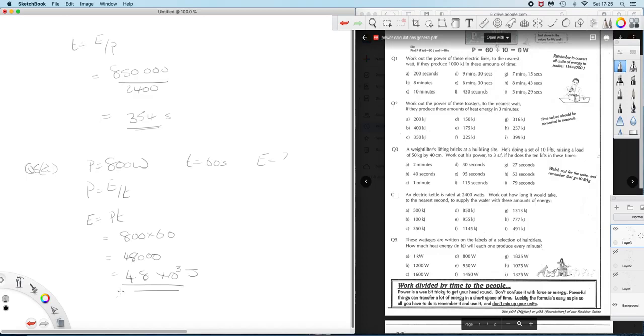So there you have an example on each of these 5 questions. Questions 1 and 2 are very similar. 3, 4 and 5 are looking at different ways of arranging the formula in order to get the answer.